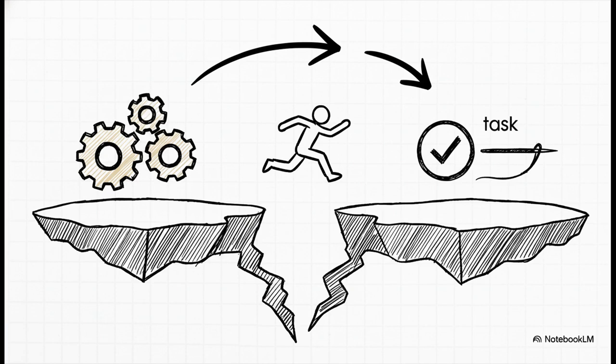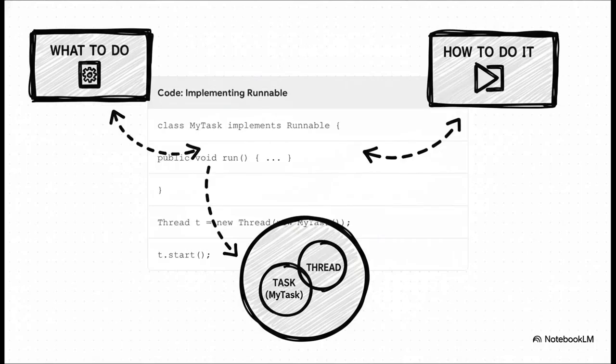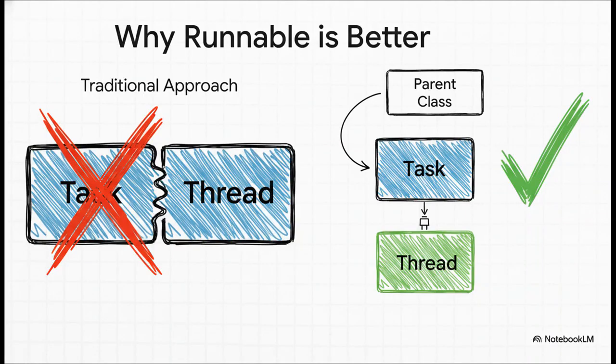And honestly, this was a huge leap forward for good software design. Now look at this, it's a game changer. Our class, MyTask, isn't a thread anymore. It's just a task, a piece of work. It implements the Runnable interface. Then we take that task and hand it over to a real Thread object. You see what we did there? We separated the work from the worker. And that separation is what makes it so powerful.